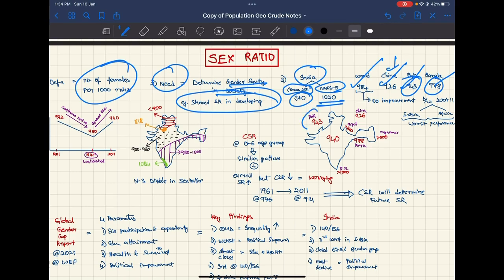Bangladesh 978. We can see here Pakistan, China. Nepal has higher than 1000. Sri Lanka has higher than 1000. Myanmar has higher than 1000. India has 940. The world did not see any improvement between 2001 and 2011. South Asia and Africa are the worst performers.